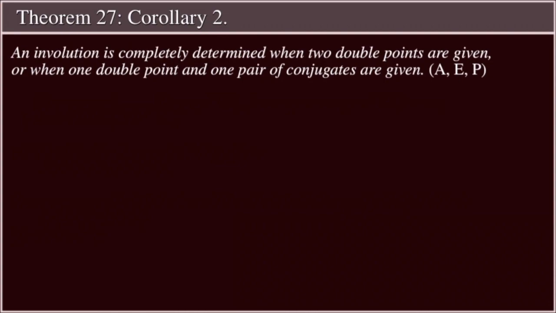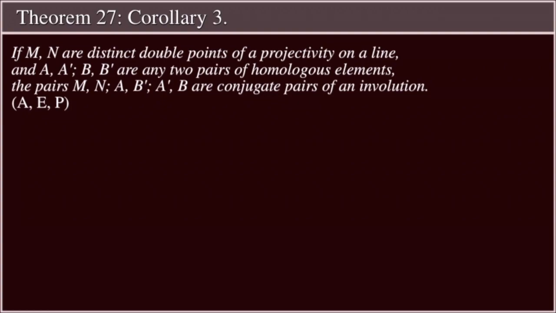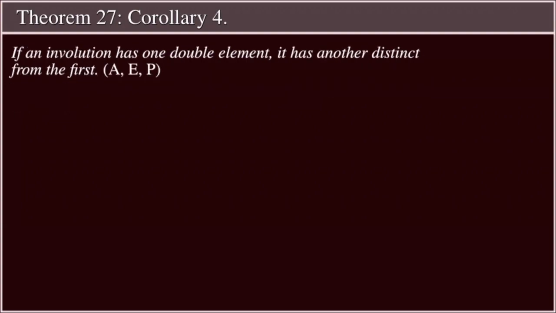Assumptions A, E, and P. Corollary 3. If M, N are distinct double points of a projectivity on a line, and AA', BB' are any two pairs of homologous elements, the pairs MN, AB', A'B are conjugate pairs of an involution. Assumptions A, E, and P. Corollary 4. If an involution has one double element, it has another distinct from the first.